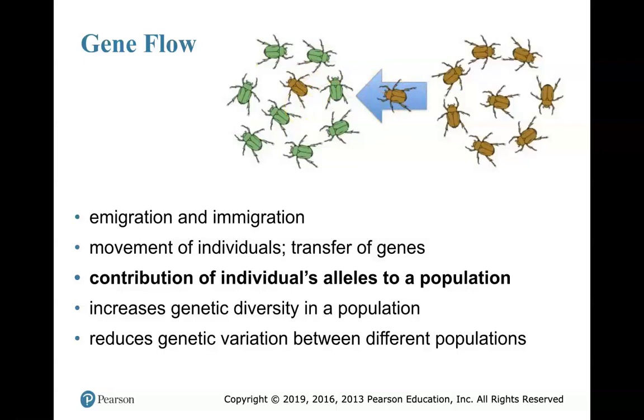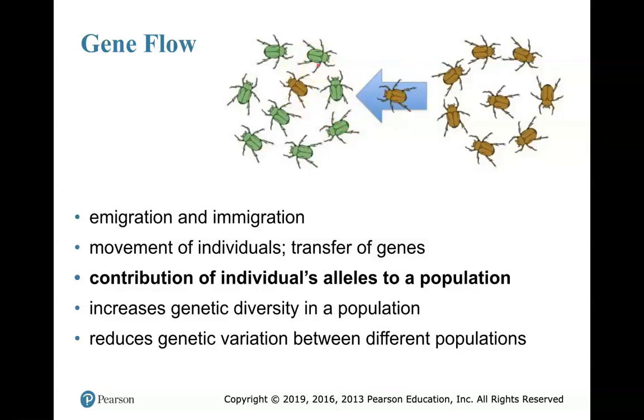Gene flow is very different from genetic drift in that it increases the genetic diversity in a population. This one used to be just green, but now because of gene flow, because of movement, I now have a brown allele in this population. I have differences now, green and brown. It's more diverse.